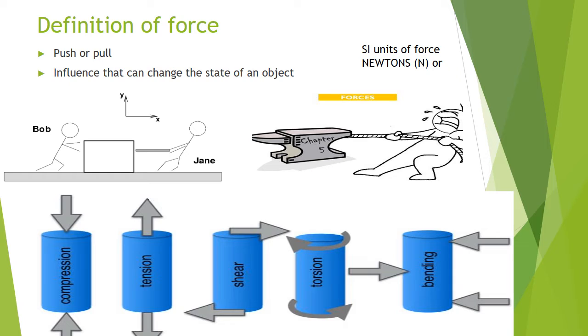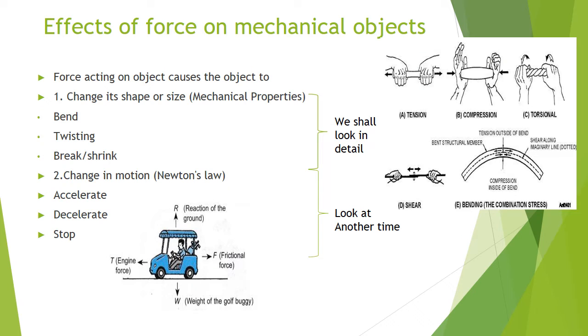When you compress an object, we say those are compression forces. When you stretch it out, we call that tension forces. We have shear forces, we have torsional forces, and we shall look at all of these in detail as we move on. So let us look at the effect of force on a mechanical object.